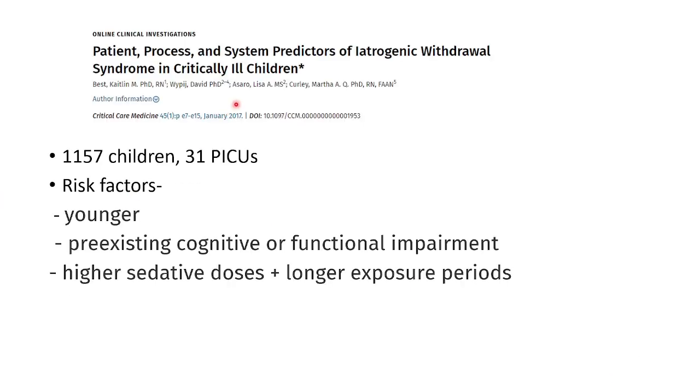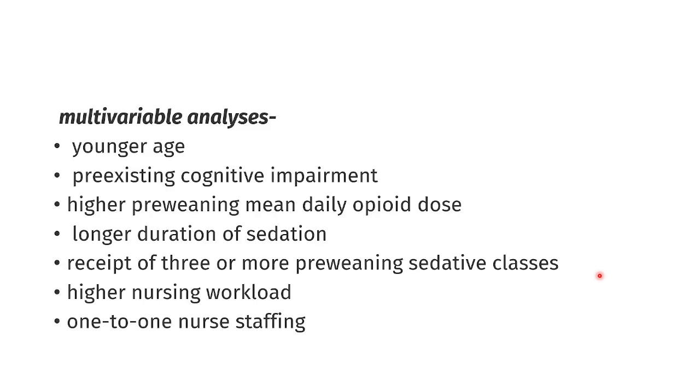In this study in 2017, 1157 children in 35 PICUs were looked at. They found that the risk factors were younger children, pre-existing cognitive functional impairment, higher sedative doses, and longer exposure periods. In the multivariable analysis: younger age, pre-existing cognitive impairment, higher mean daily opioid dose, longer duration, receipt of 3 or more sedative classes, and higher nursing workload and 1:1 nurse staffing. This can indirectly affect your development of withdrawal.